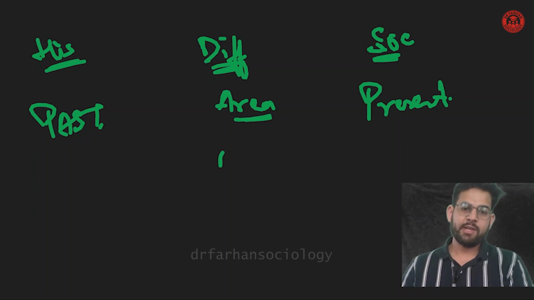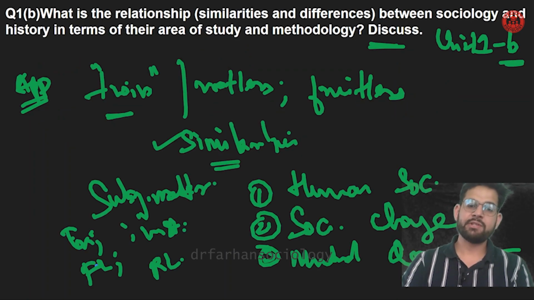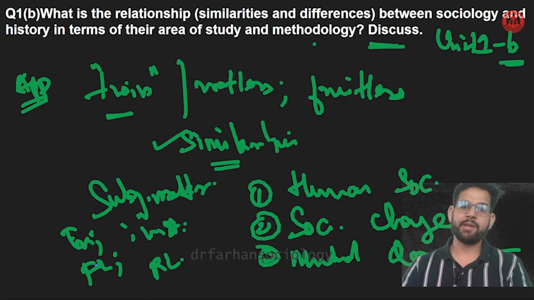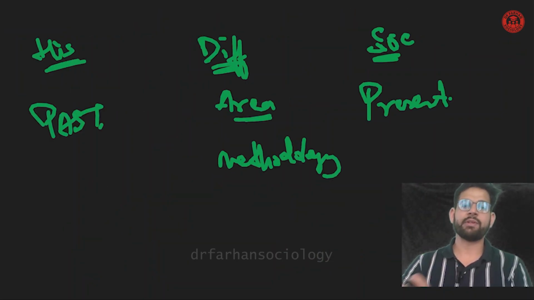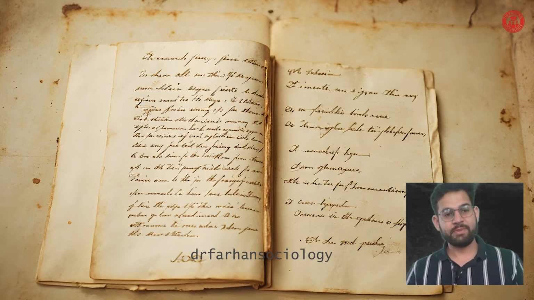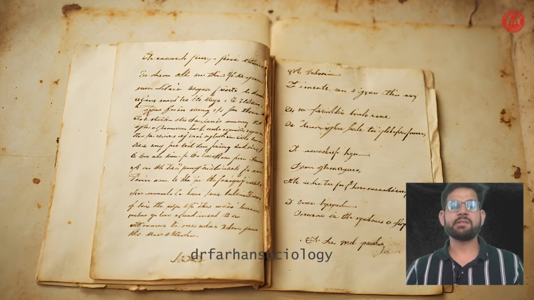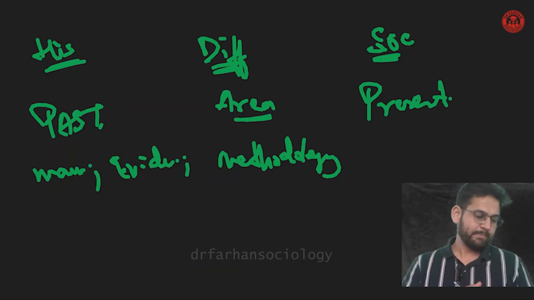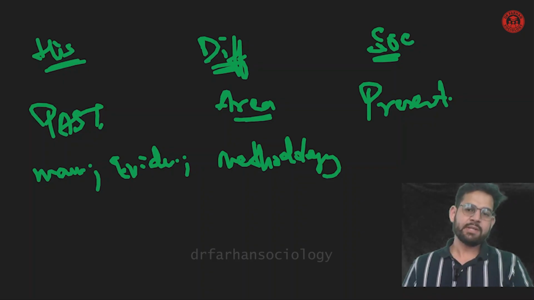Moreover, if I use the elements of methodology. Methodology is an important term, so I will make sure I write this word two to three times somewhere around here. History uses methodology such as the study of manuscripts and the evidence that is there. They look at a pamphlet, then they study it. So methodology is different.